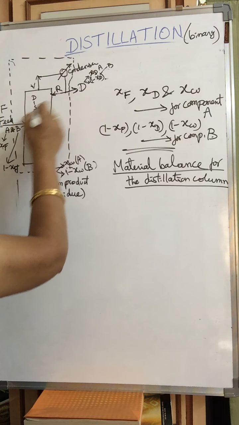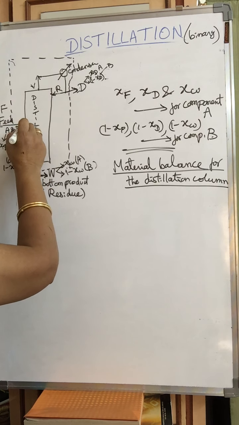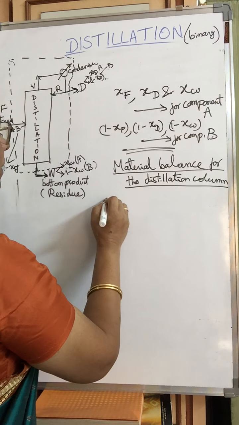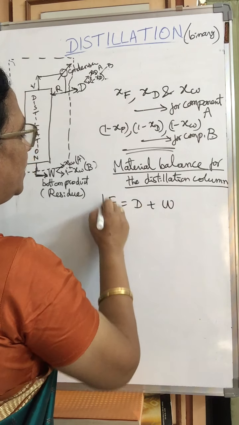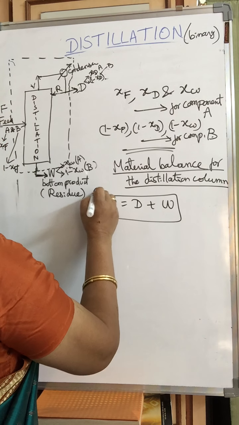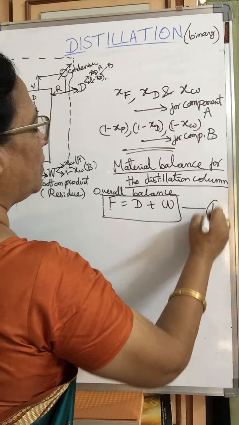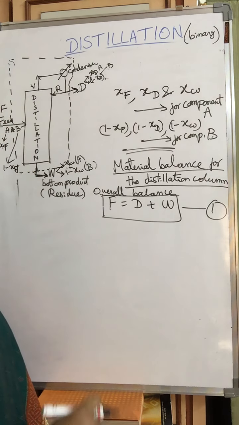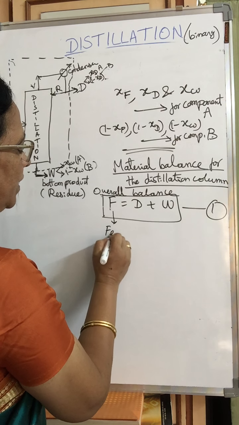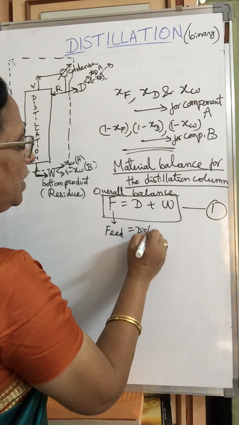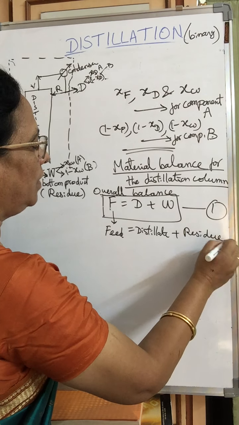So what do we write here? F is the input here, D is the output, W is also coming out. So arrow mark inward 1, outward 2. So F is equal to D plus W. This is the overall balance. Okay, let it be equation 1. So overall balance: feed is equal to distillate plus residue.